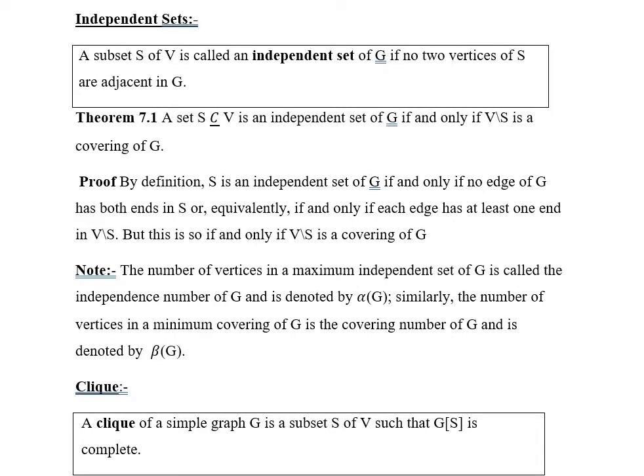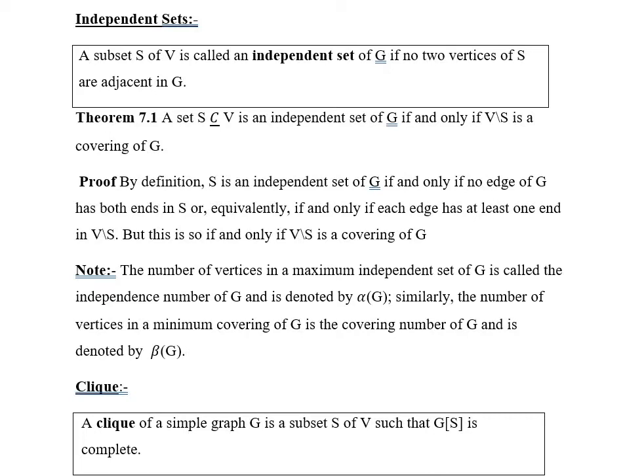In this part, we are going to discuss independent sets and cliques. First, we can see what an independent set is. A subset S of V is called an independent set of a graph G if no two vertices of S are adjacent in G. And next is a theorem based on the concept of independent set.